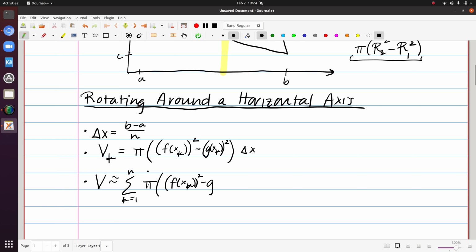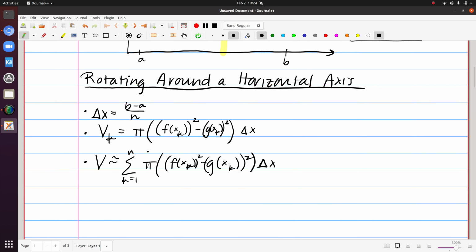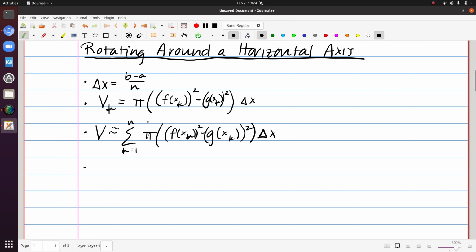And to get the exact volume, I'm going to take the limit as n goes to infinity of my approximation, and we're going to get here that V is then exactly equal to an integral against x. And we have pi because, again, we still have this kind of circular type object. However, what we have in parentheses is then f of x squared minus g of x squared. And it's important here that you notice we're squaring those individually. So it's not like we're squaring the difference.